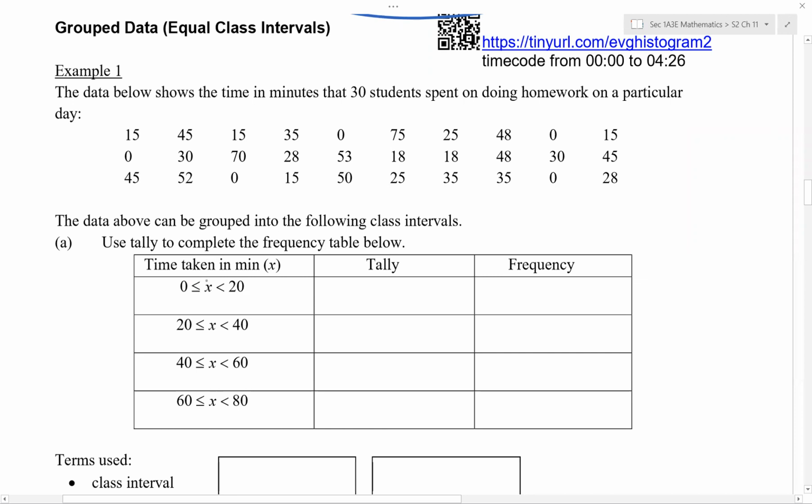Please take note that in this case, x is greater than or equal to 0. So x can be 0, but it cannot be equal to 20. Anything from 0 to less than 20, we're going to count in the first row. So 0, that's 1, 2, 3, 4, 5, 6, 7, 8, 9, 10, 11.